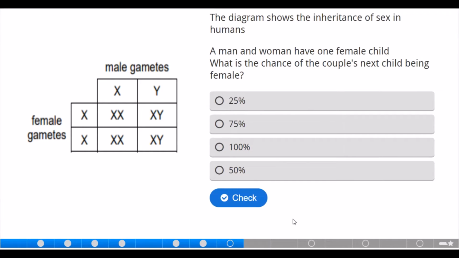The diagram shows the inheritance of sex in humans. A man and a woman have one female child. What is the chance of the couple's next child being female? From this illustration, the probability of having a female child is 50%.